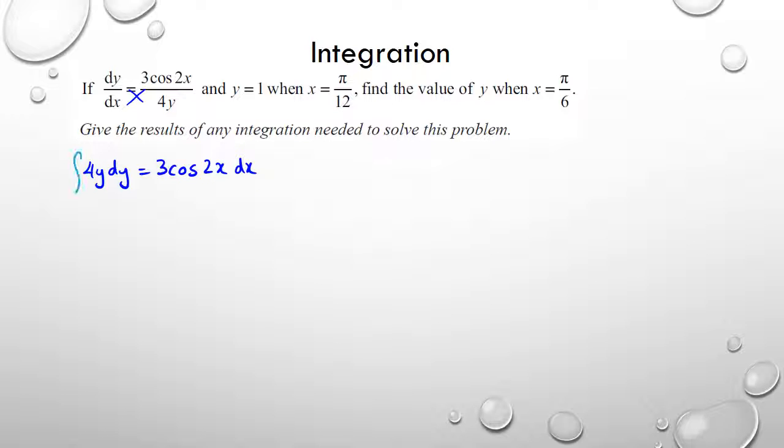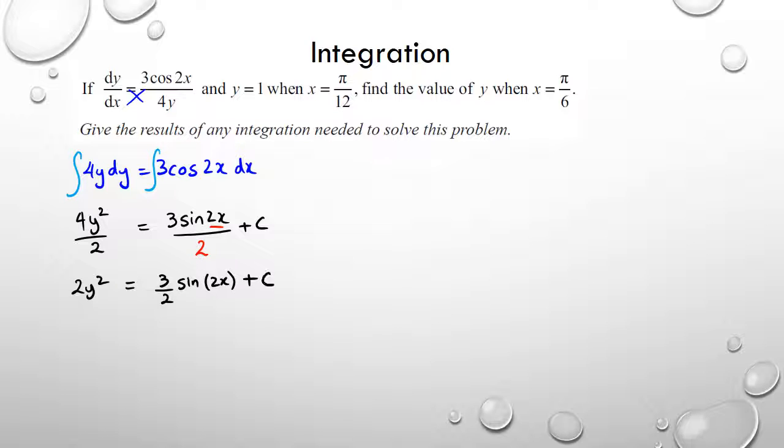Now I need to integrate both sides. So when I integrate 4y, I'm going to get 2y squared. Well, actually, let's just do that properly. So we're going to get 4y squared over 2 equals, and when I integrate cos 2x, I'm going to get sine 2x. And of course, that's divided by the differentiation of whatever this is, which in this case is 2. And of course, don't forget your plus c. So we can simplify this as 2y squared equals 3 over 2 sine 2x plus c.